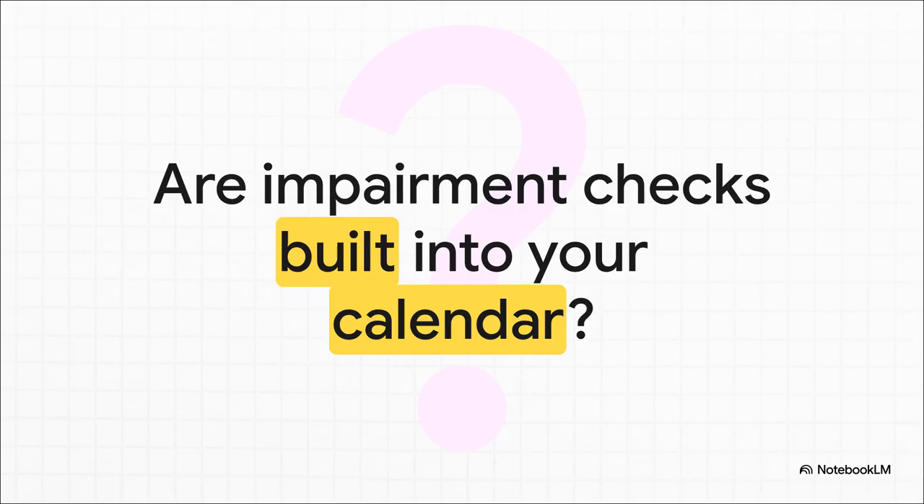So, as we wrap up, I want to leave you with this question to really chew on. Are your impairment checks proactively built into your close calendar, or are you just waiting around reacting when a contract is already flashing red and in distress? Treating these steps as mandatory, built-in requirements and not just afterthoughts is going to save you from some major compliance headaches down the road.